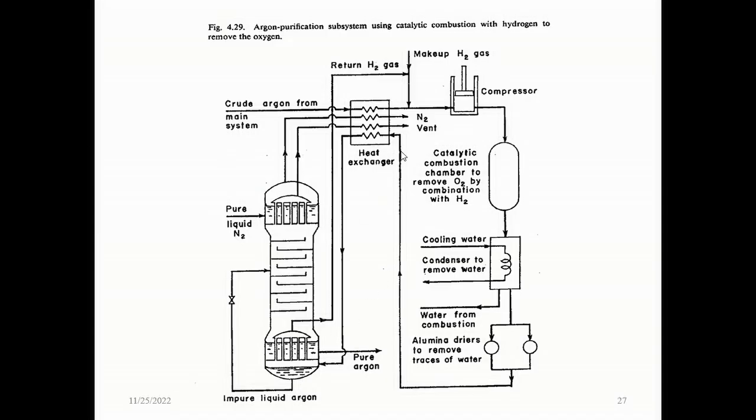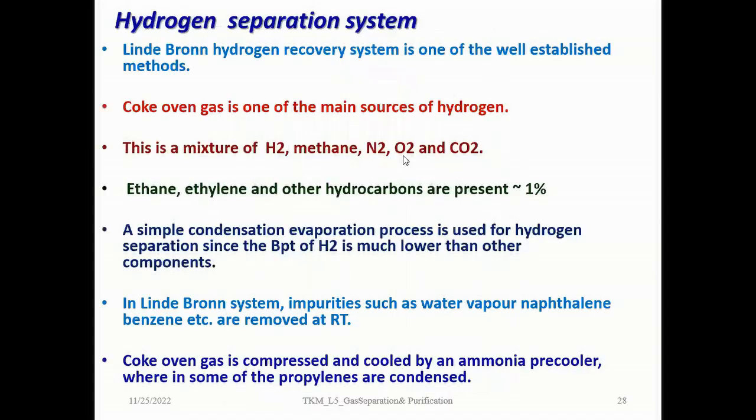Okay. Now let us look at the hydrogen separation system. As I mentioned at the beginning, the Linde-Braun hydrogen recovery system is used. It is one of the well-established methods. So you start with the coke oven gas, which happens to be the source for hydrogen. This is a mixture of hydrogen, methane, nitrogen, oxygen, and carbon dioxide. Ethane, ethylene, and other hydrocarbons are also present, but the total concentration is approximately about 1%.